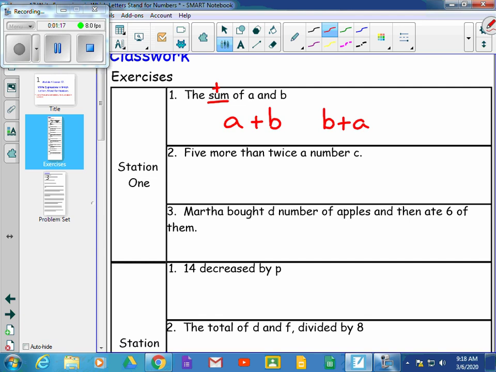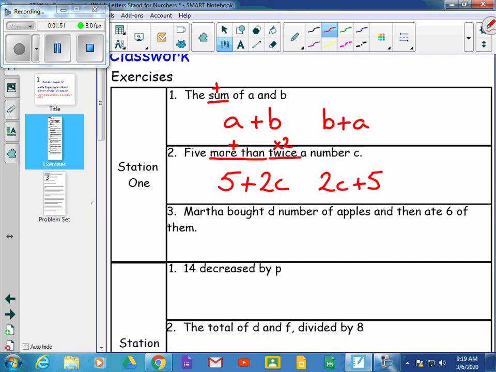Number 2 tells us 5 more than twice a number C. We have more than, which tells us we're going to be doing some adding, and twice, which means we're going to be multiplying by 2. So 5 more than twice a number C, 2 times C. Okay, so we can express that as 5 plus 2C, or if we apply the commutative property, 2C plus 5.